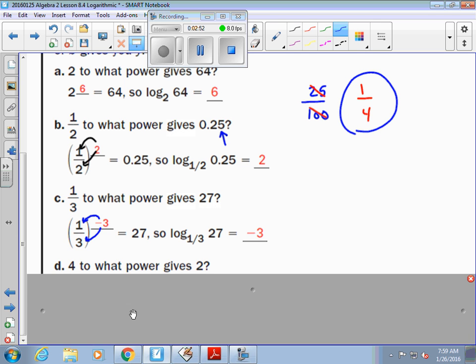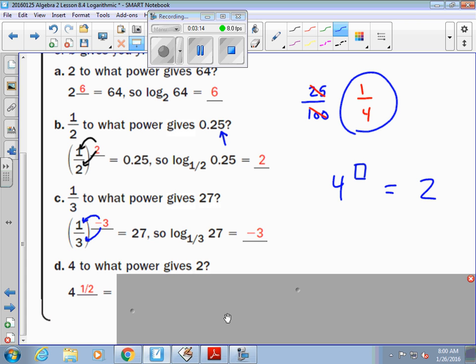And then D says 4 to what power gives 2? Okay, so remember we talked about going from radical form to exponential form. We did this last week. 4 raised to what power is going to give you the number 2? Notice it's not flipping it, so you know it's not going to be a negative value. And it doesn't matter how many times you multiply 4 by itself, you're never going to get to the number 2. So you need to raise it to something smaller than the number 1. You can't multiply it by itself one time because it's going to give you at least the number 4.